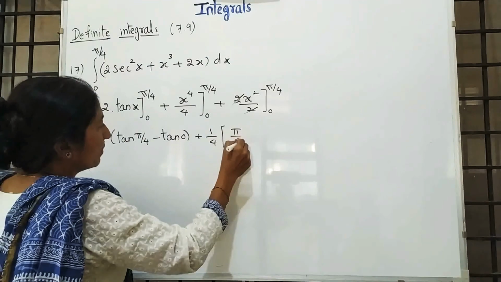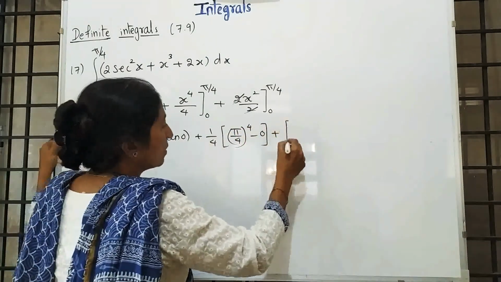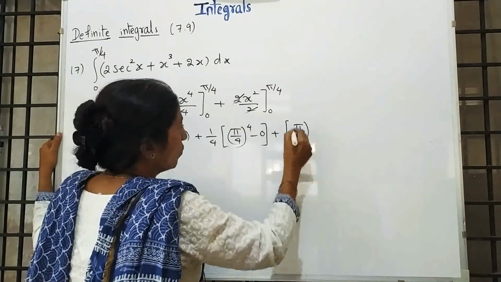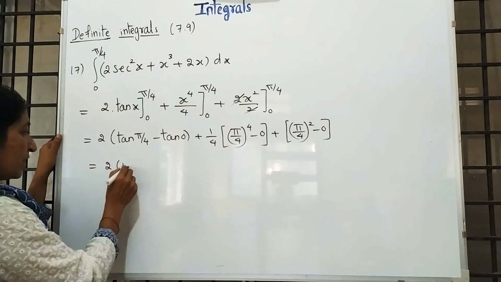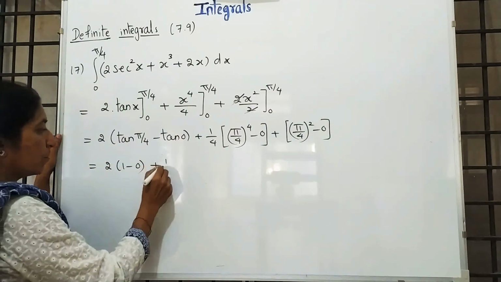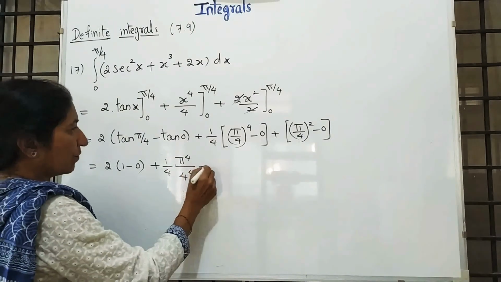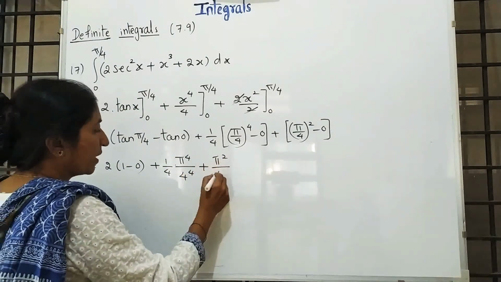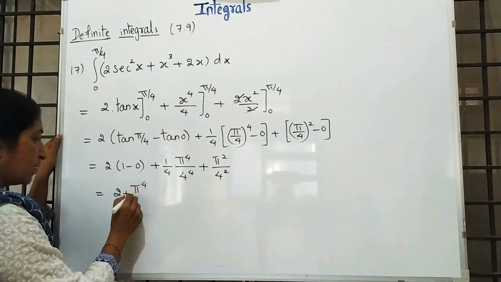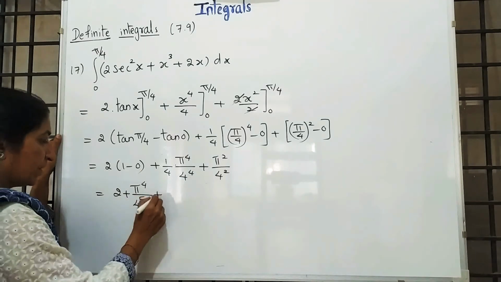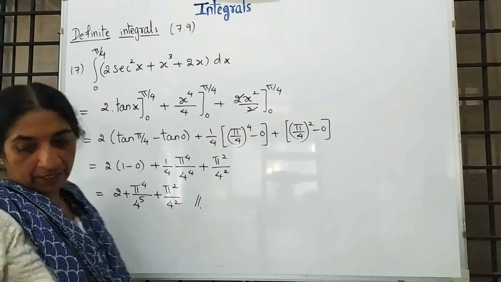This is (π/4)⁴ minus 0, plus (π/4) whole squared minus 0. Tan 45 is 1, tan 0 is 0, plus 1/4 π⁴/4⁴ plus π²/4². It is 2 plus π⁴/4⁵ plus π²/4². So this is the final answer.